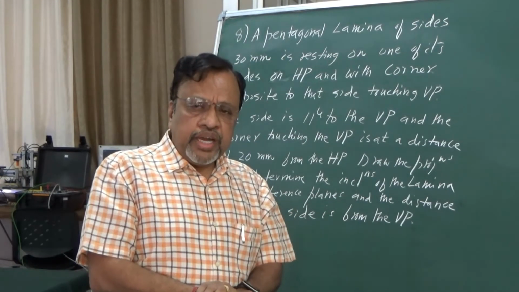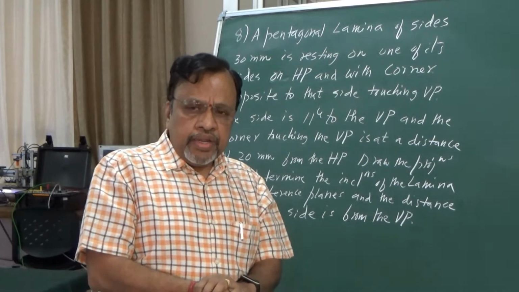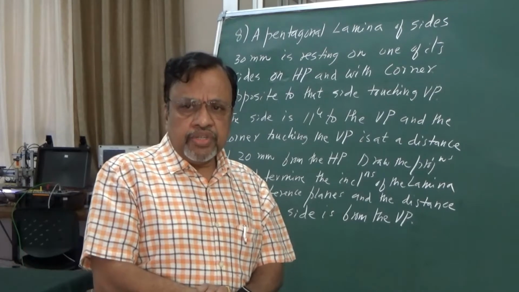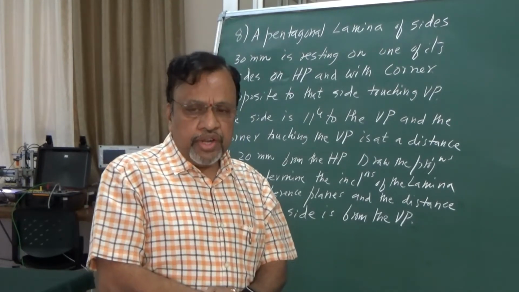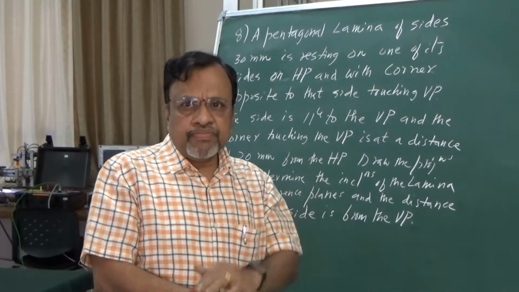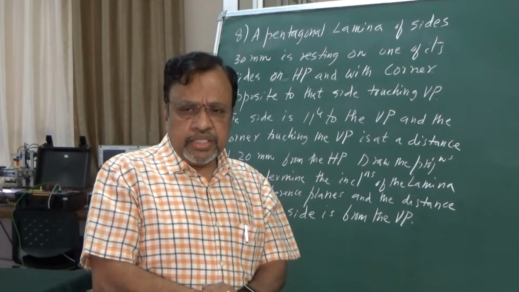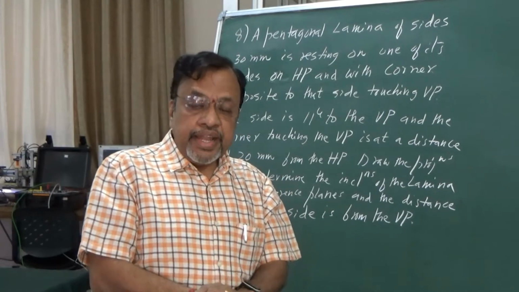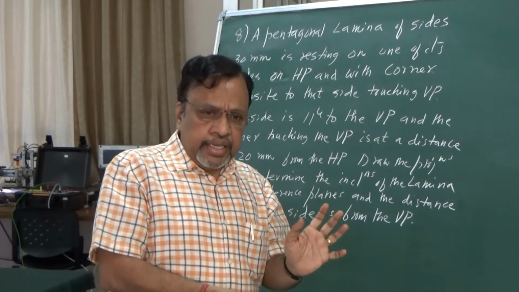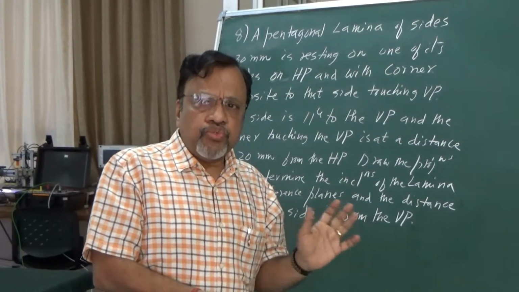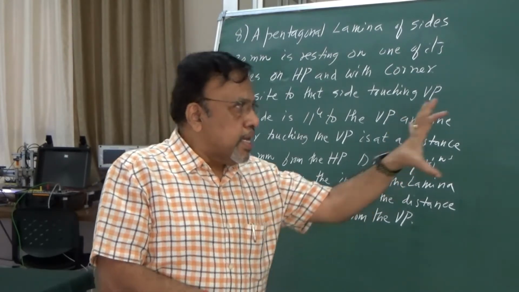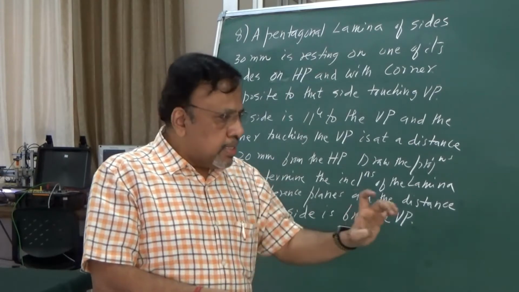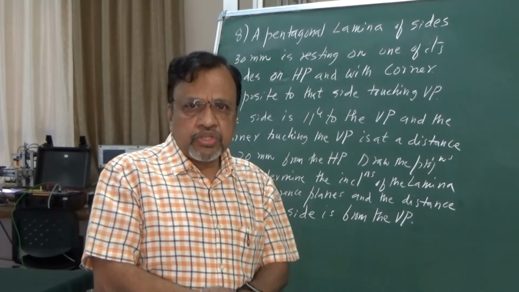Then we also considered cases where the true shape of the lamina is given in a particular view itself. For example, in the previous session, we had a rectangular lamina that is seen as a square in the front view. So instead of directly giving the inclination of the lamina with reference to VP, we gave that in the front view it is seen as a square. So indirectly I have given that the surface is inclined to VP. So that also we did.